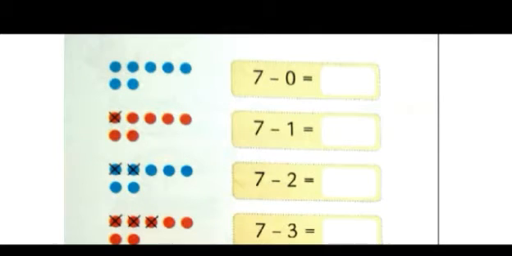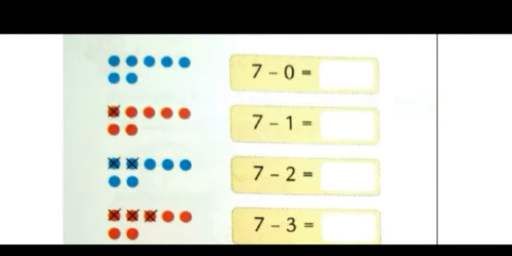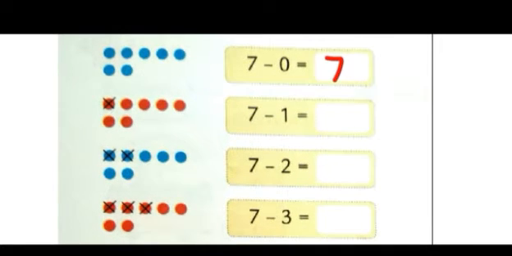Okay. So, see the first one. We are going to start with number combination of 7 today. In the first one, 7 blue dots are there. And how many dots are crossed? No dots are crossed. That means all the 7 are there. That means 7 minus 0 is 7. As I told you, when we subtract 0 from any number, it gives the number, the same number itself.